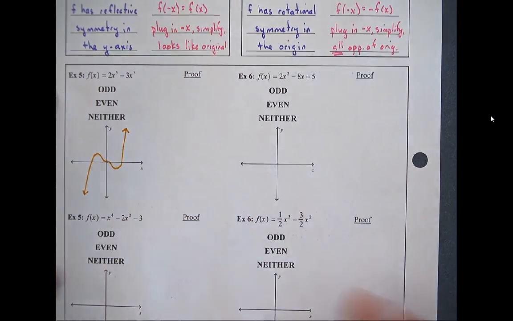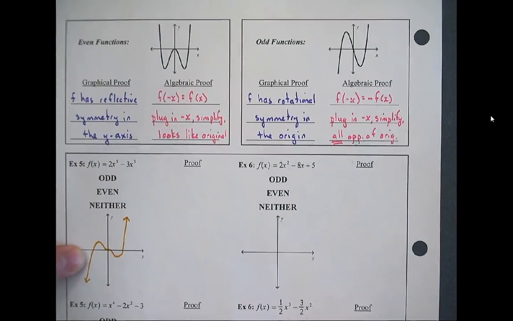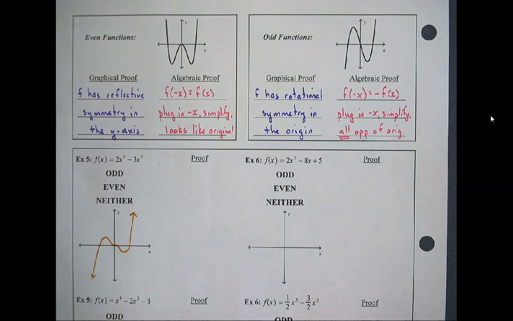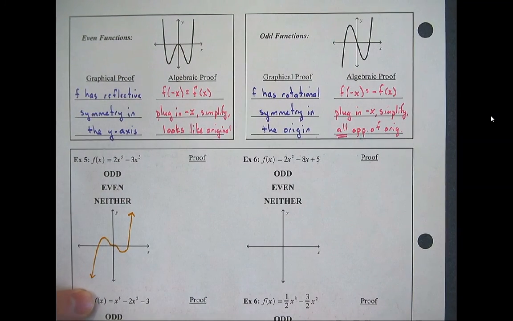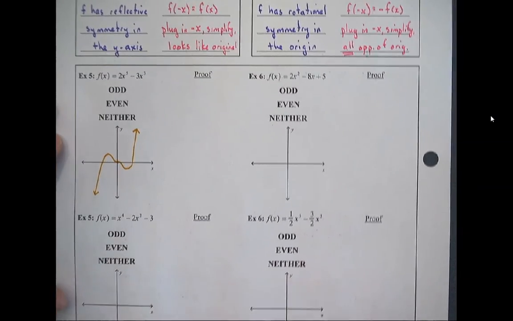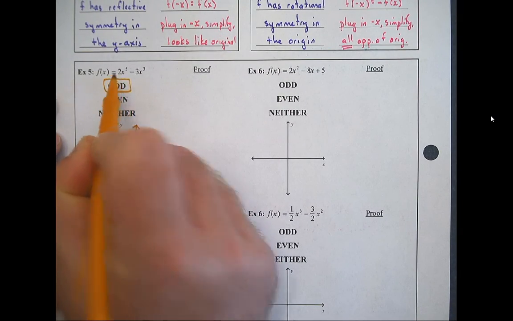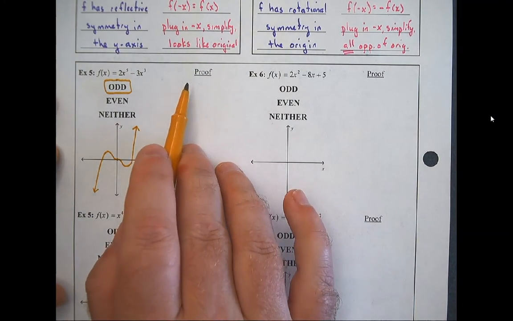And then my proof would be, okay, here's my sketch. Does this look odd or even? Well, does this reflect across the y-axis and have exactly the same picture? Of course not. If you rotate around the origin 180 degrees, do you get the same picture? Yes. So this is an example of an odd function. Our proof would come in two formats. I'm going to do the algebraic proof first.